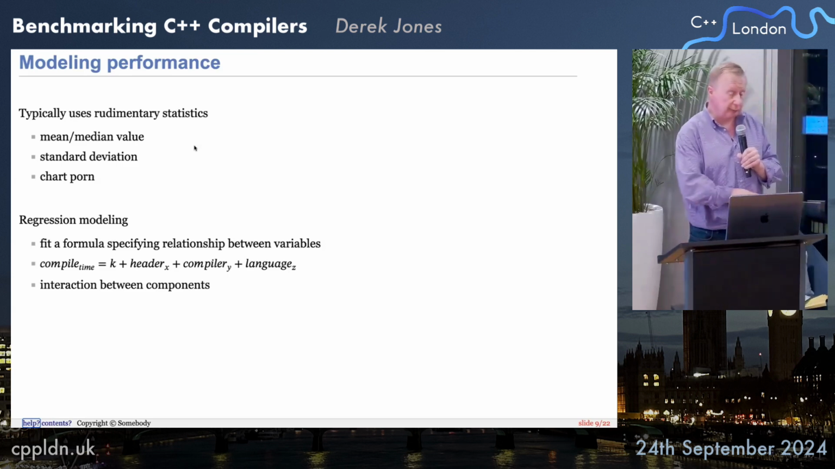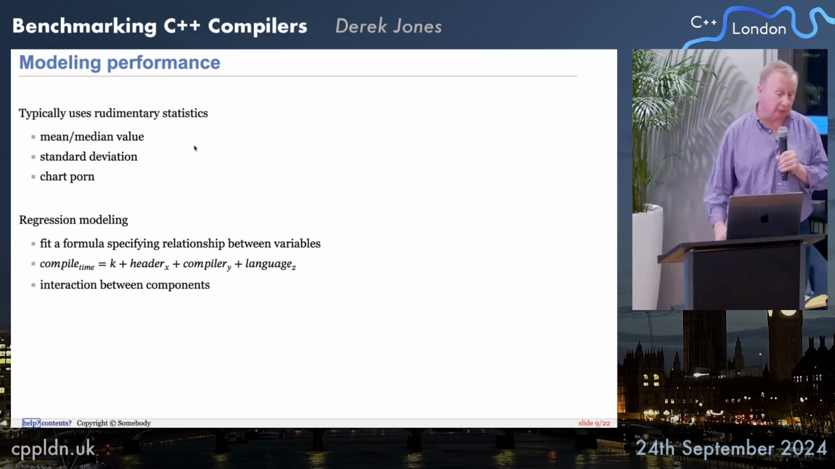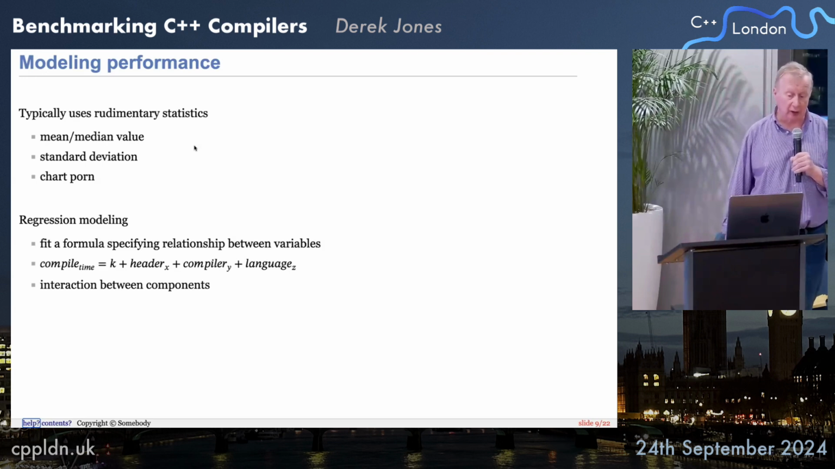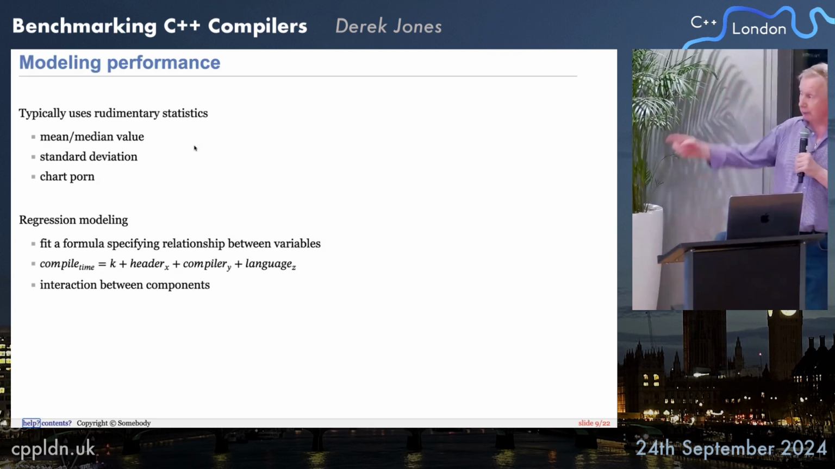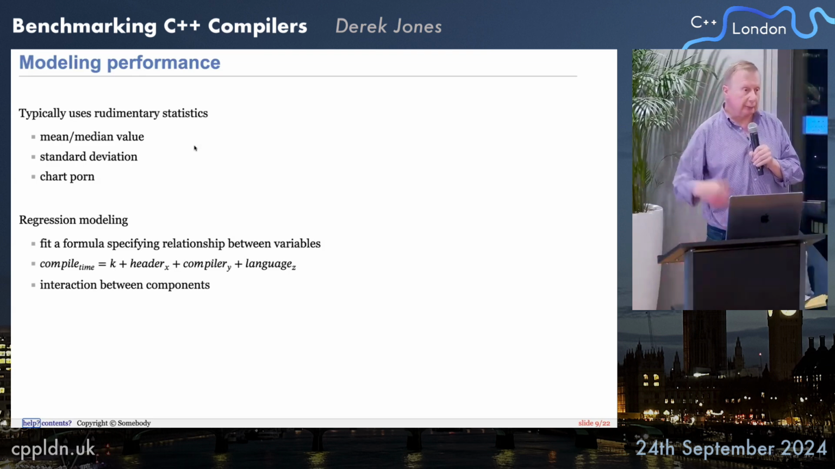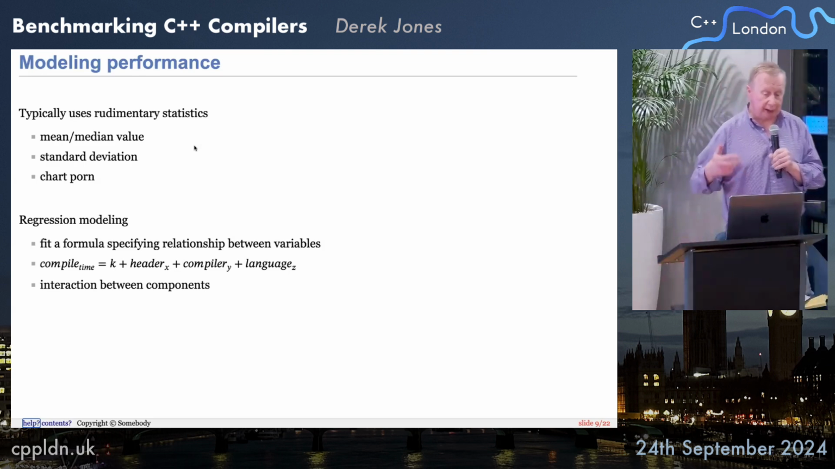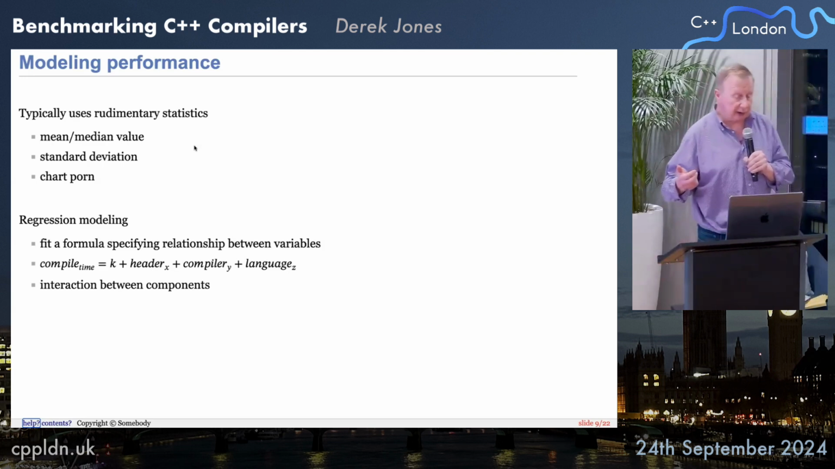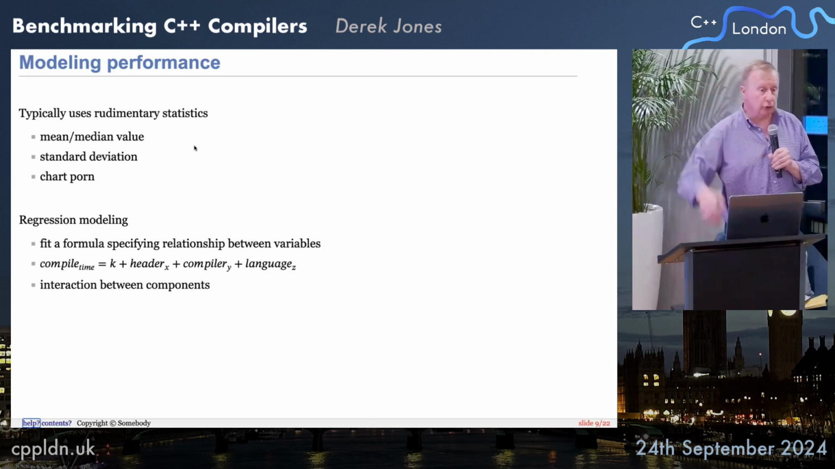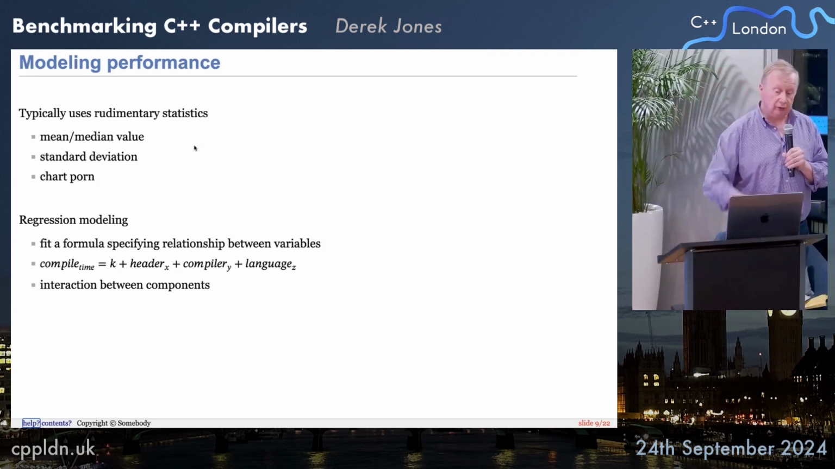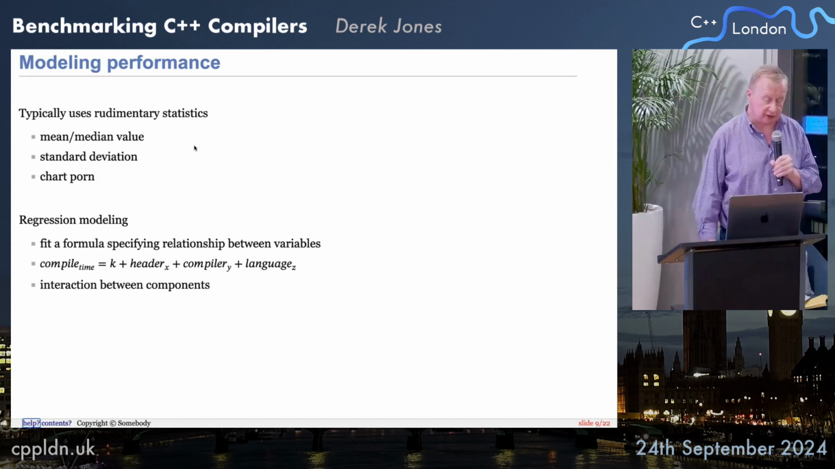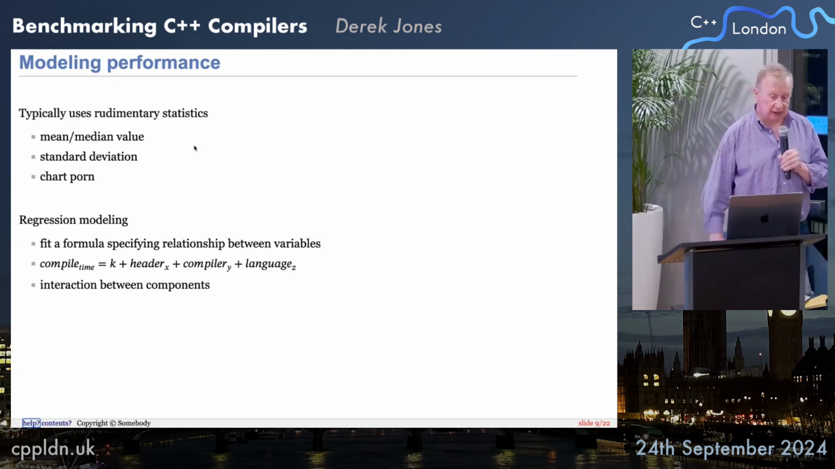And I use that extensively in the book, and there's a chapter on running benchmarks in the book and so on. The idea behind regression modeling is you fit a formula that specifies the relationship between variables. So for instance, compile time might depend on the headers that are included, the compiler that you're using, and the version of the C++ standard you're using. And when you've got this formula and you fit the regression model, you can see the impact of changing the compiler. You can see the impact of different kinds of headers, and it provides a lot more succinct information.